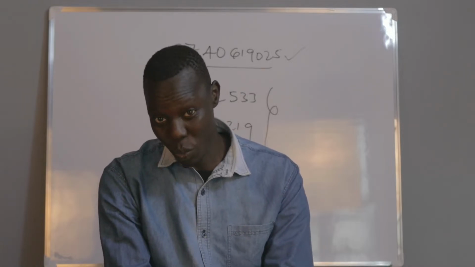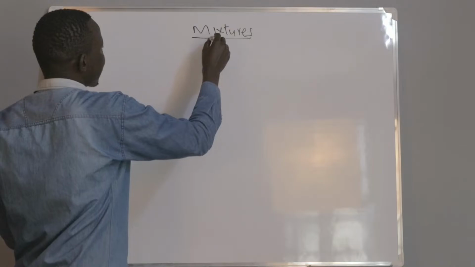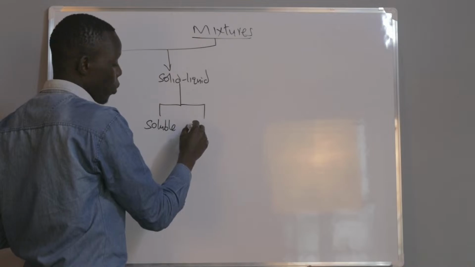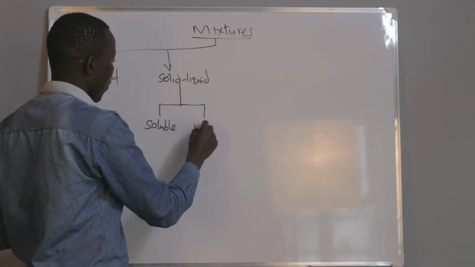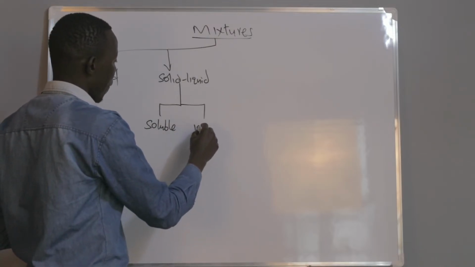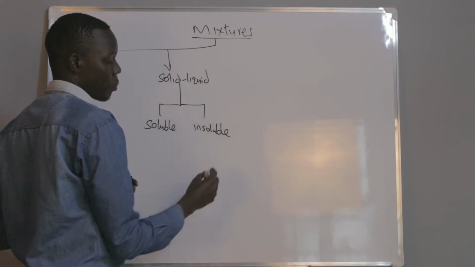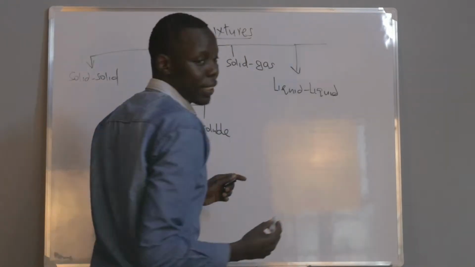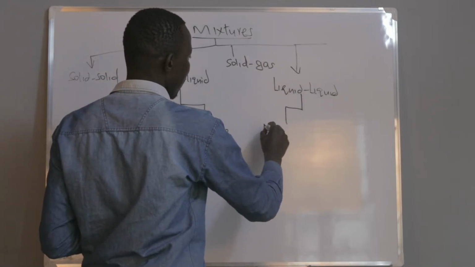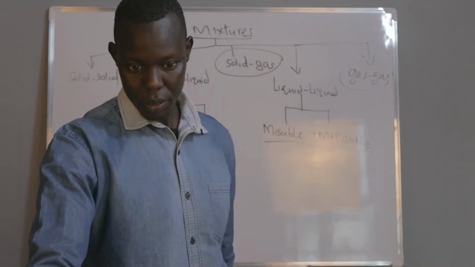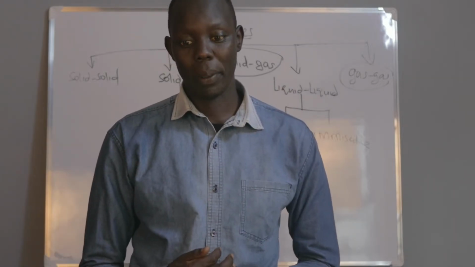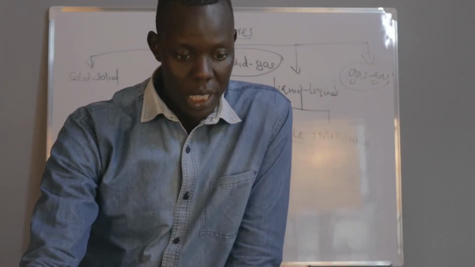We have solid, liquid, then we have insoluble. If this is a liquid, we will split into two. It depends on the physical properties of what you are supposed to separate.